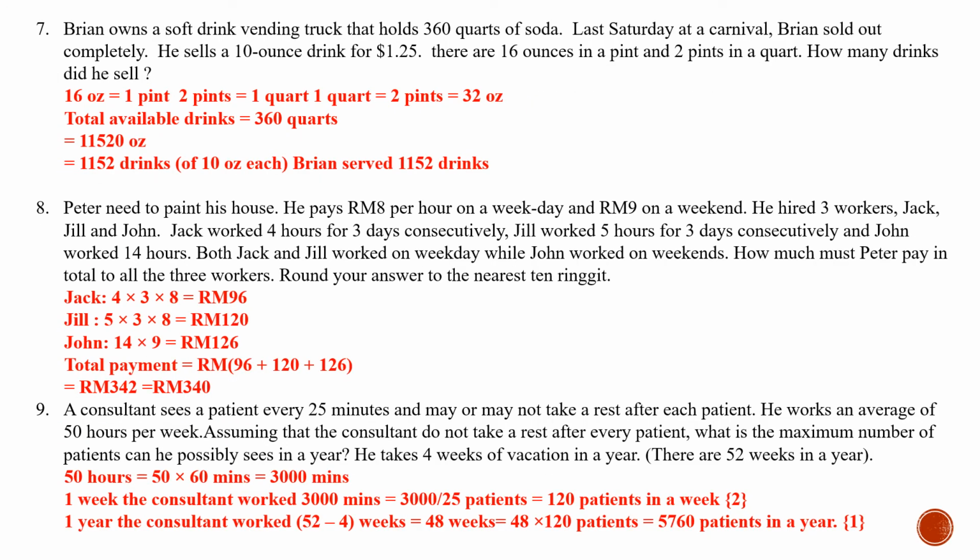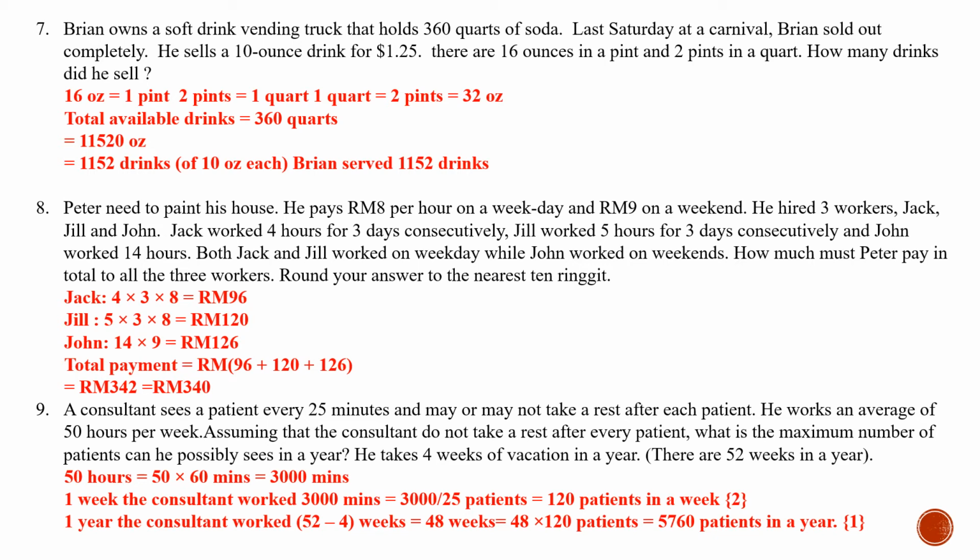The next one. Brian owns a soft drink vending machine that holds 360 quarts of soda. That means altogether there is 360 quarts of soda. Last Saturday at a carnival, Brian sold out completely. That means he sold everything. He sells 10 ounce drinks. That means each drink is 10 ounces for $125. And 16 ounces.